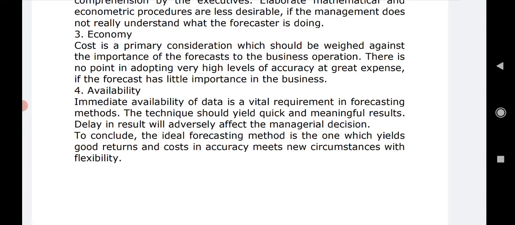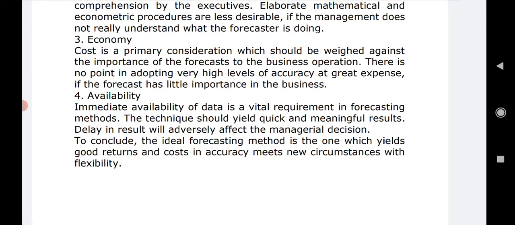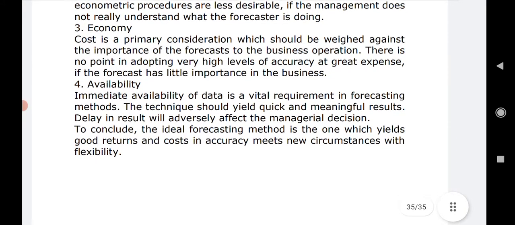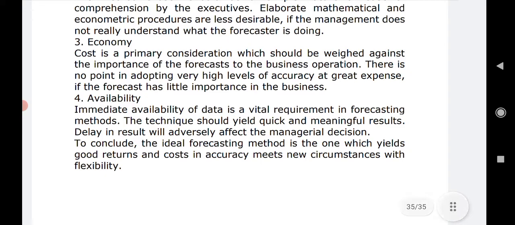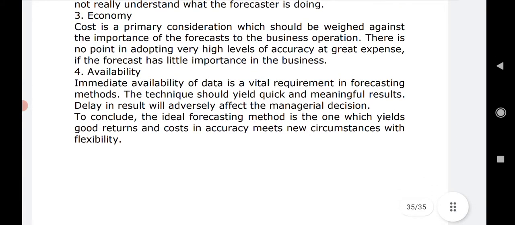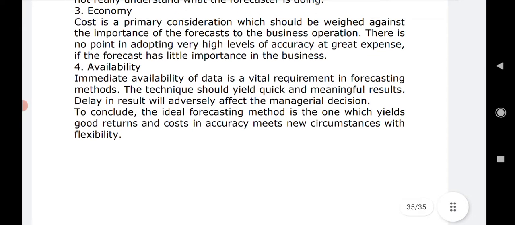The third point is about economy. That means cost is a prime concern for every unit, right? If you involve too much cost, or adopt costly methods, then that will increase the cost, and that's not advisable for the organization. So the economical aspect should always be kept in mind. There is no point in adopting a very high level of accuracy at great expense, because a forecast is a forecast, it's a prediction, and a 100% result cannot always be obtained, right? It always refers to changes. So that economy point should also be kept in mind.